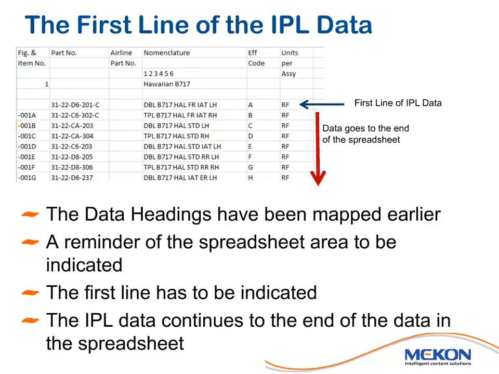So, the first line of the IPL data. You may remember that we actually identified the data headings and we mapped them at an earlier stage. And really, to remember what area of the spreadsheet we're looking at, we've got this bit at the top of the slide. The first line of the data has to be indicated. Underneath that comes the rest of the IPL data, but we have to indicate to the application where that very first line of the IPL data comes from.